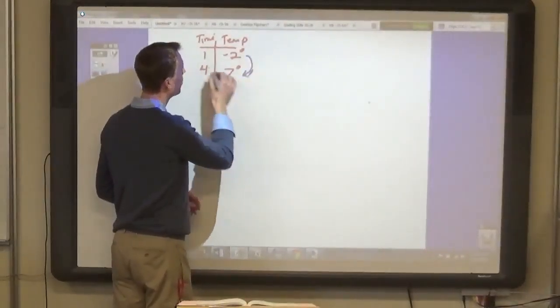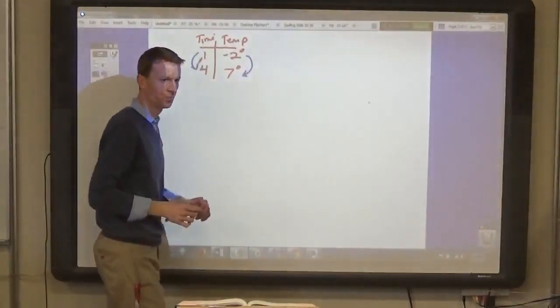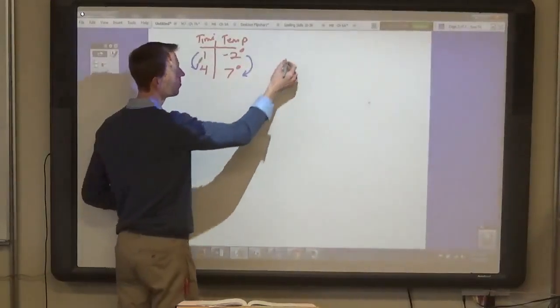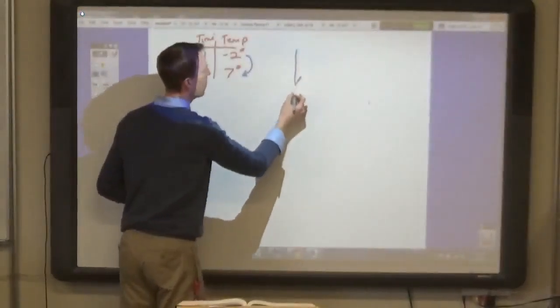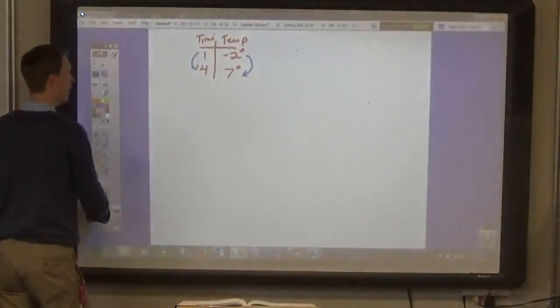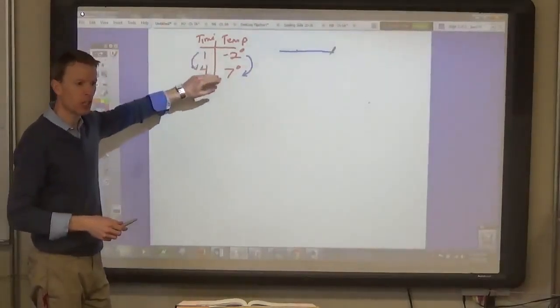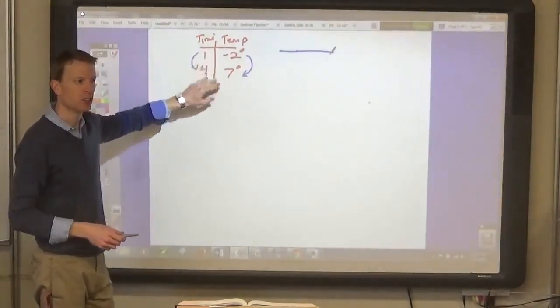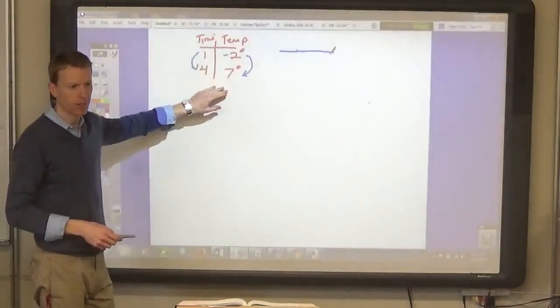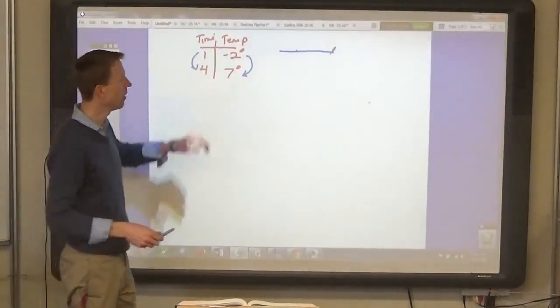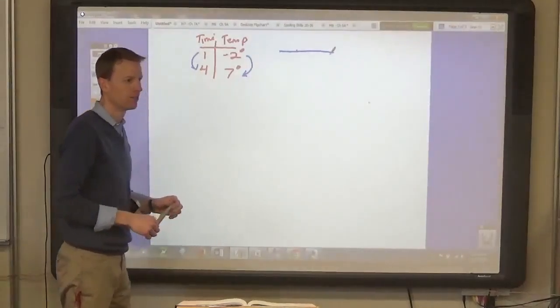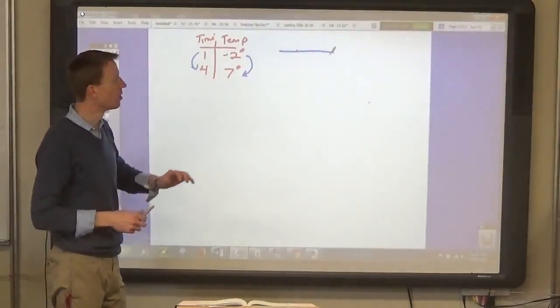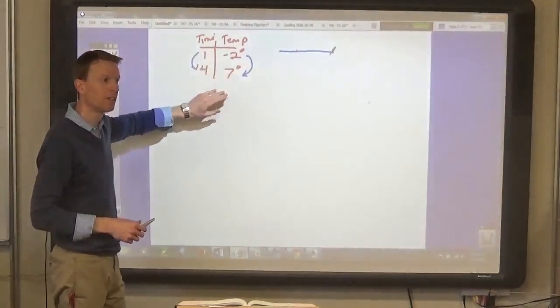So if you subtract them in this order, time is x and temperature is y. So pretty much time plus 3 equals temperature. Well, no, we're gonna find the rate of change in this. We're gonna find the slope, the rate of change. Okay, never mind. I was thinking of something totally different. So we're gonna use this to find the rate of change.